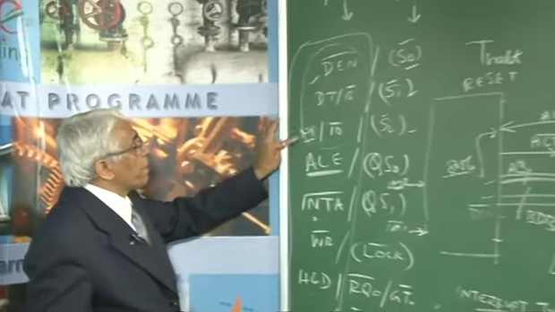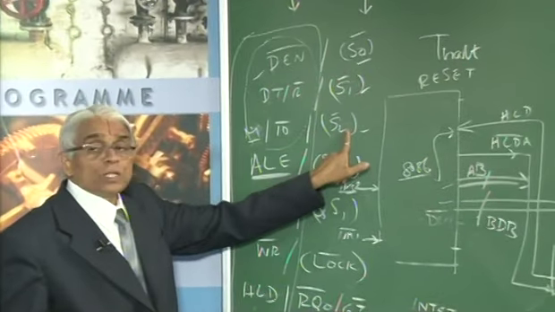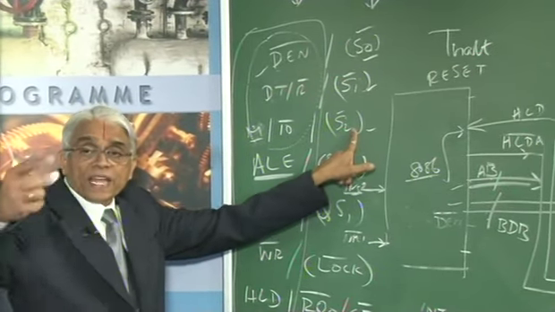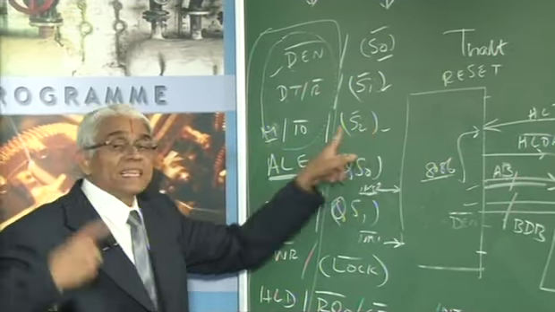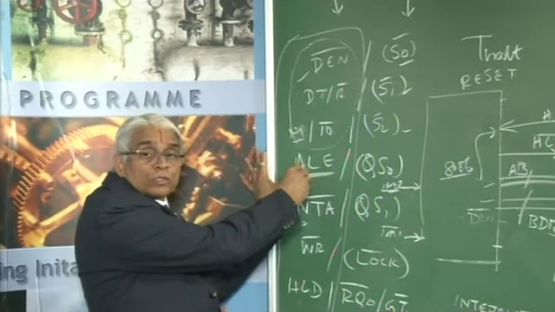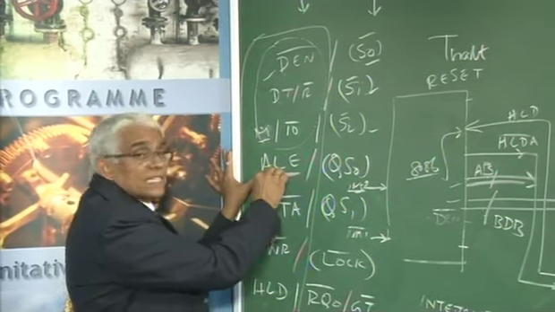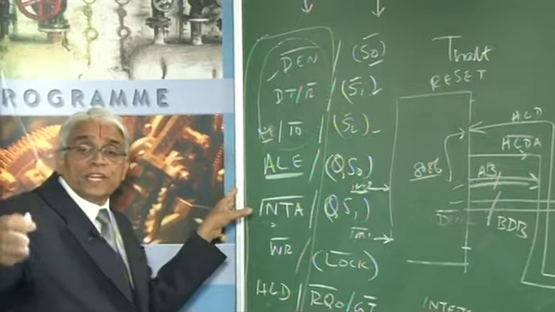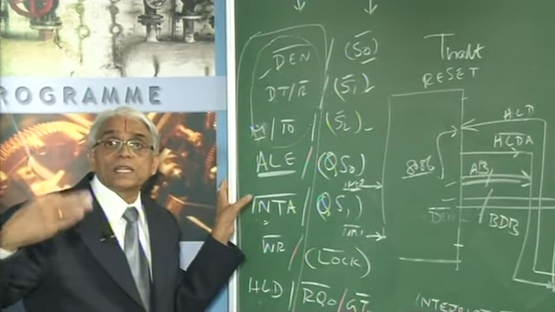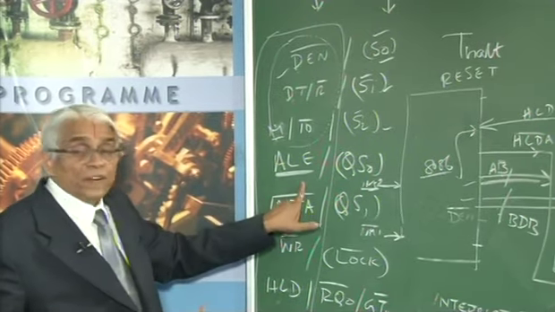Now instead of talking about DEN, DT/R and M/IO bar, all the required signals are available through the S0, S1 and S2 pins, having 8 different combinations. It will tell the external world what is being done. The ALE pin is used for something else in the maximum mode, called QS0 and QS1. So ALE is still required, and we need to use certain logic to get these signals as if it is an ALE signal.